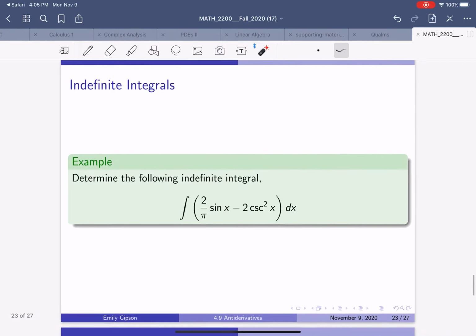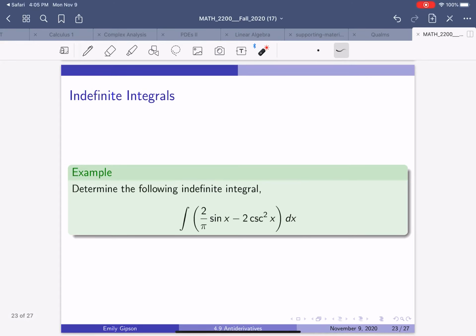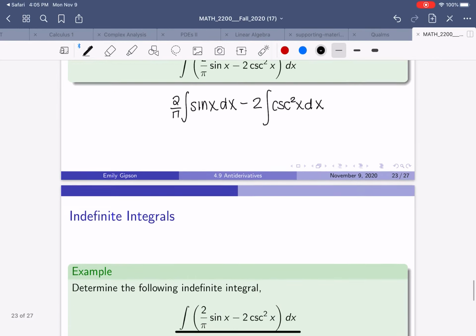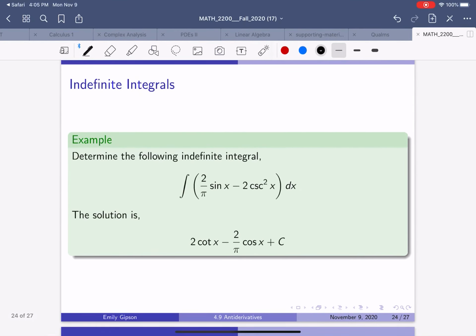So now determine the following indefinite integral. Let me check something real quick. Yes. So this one, we get to use 2 pi integral sine x dx minus 2 cosecant squared x dx. So that should help push you in the right direction, and then it's just a matter of applying those trig rules. The solution, which you can check for yourself, is 2 cotangent x minus 2 pi cosine x plus c.